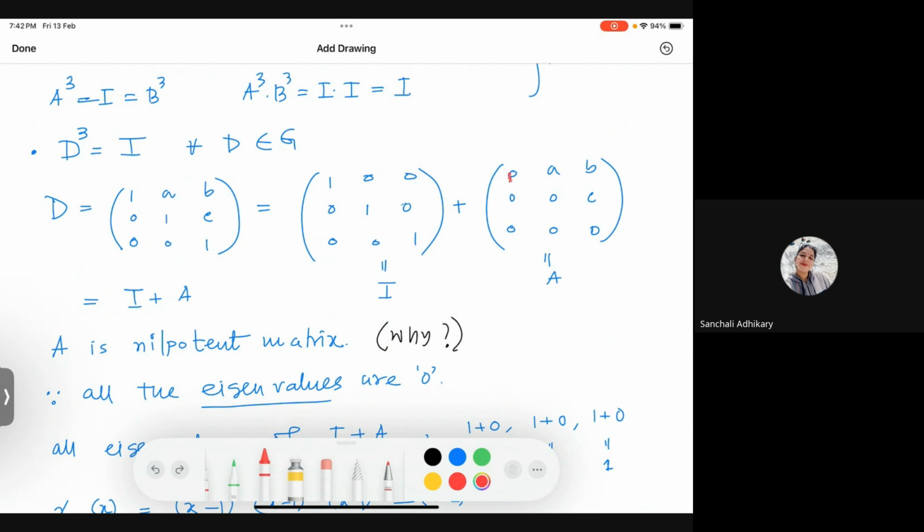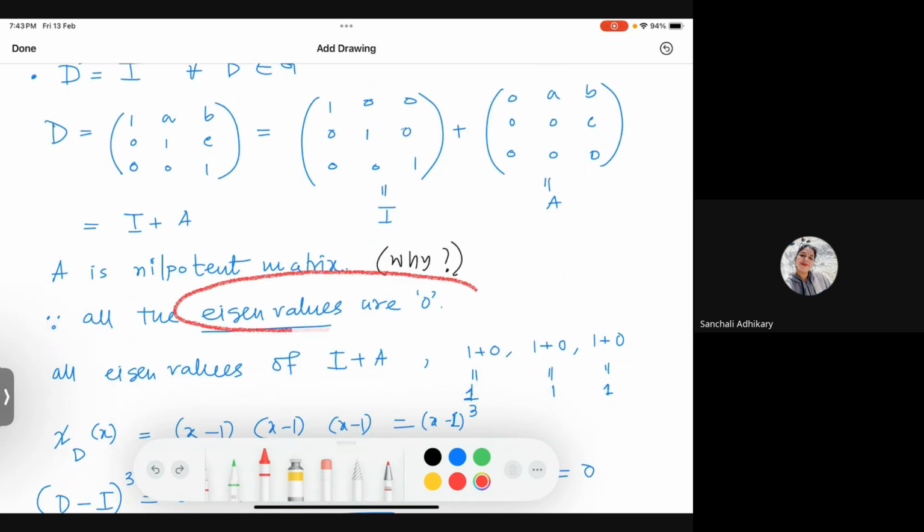Why? Because this is a lower triangular matrix. Actually, this is a triangular matrix, maybe lower, it may be upper, and all the diagonal entries are 0. If a matrix has all the diagonal entries 0, then the matrix is said to be a nilpotent matrix, because all the eigenvalues are 0. So in this example, all the eigenvalues of A are 0.